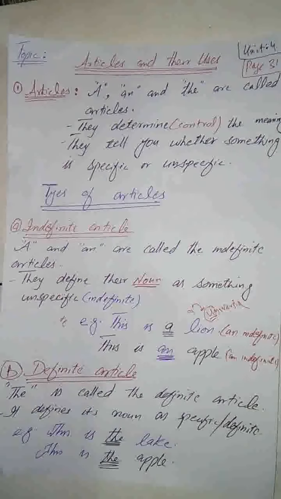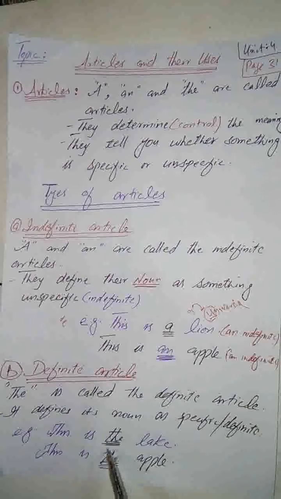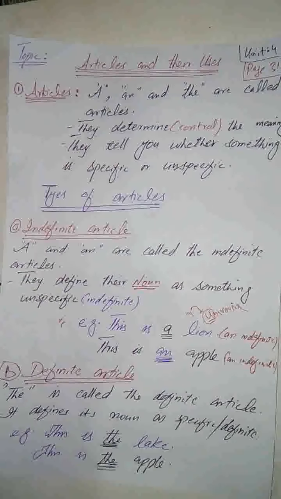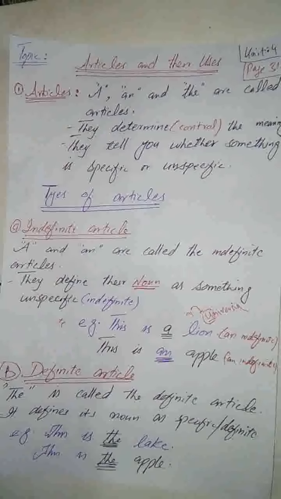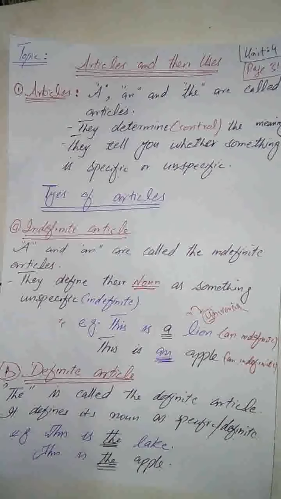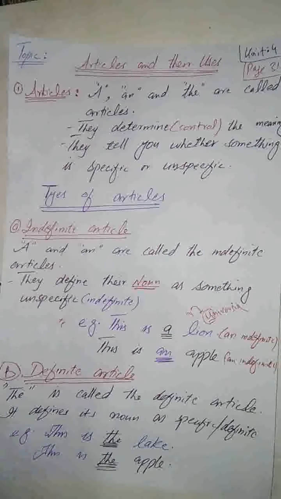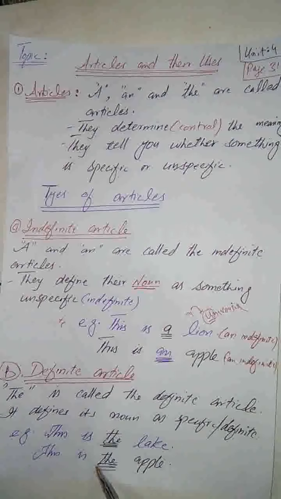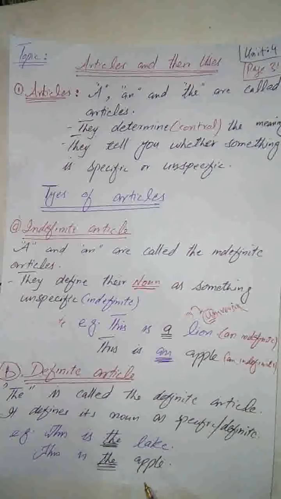Suppose there are 10 apples lying on the table, and I tell you, give me the apple. So I use the because I know that you know that this particular apple belongs to this particular person. So you go and fetch and pick that particular apple and give it to me. That is why we use the definite article, which makes the noun known to the reader.